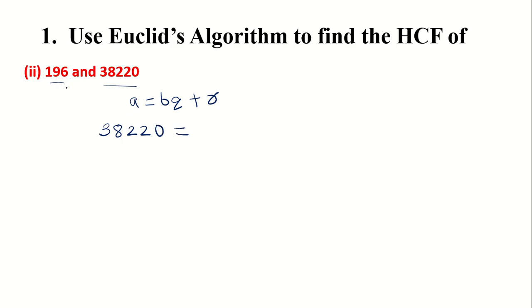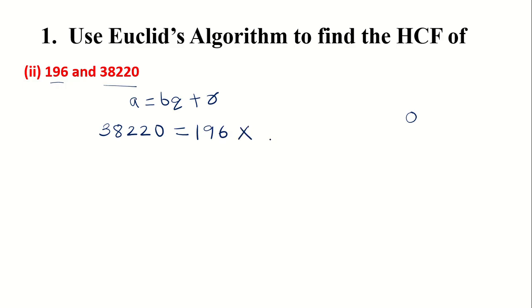So B is the remaining number, which is 196. According to Euclid's division algorithm, we divide the larger number by the smaller number and we keep dividing till we get remainder equals 0. So now we divide 38220 by 196.